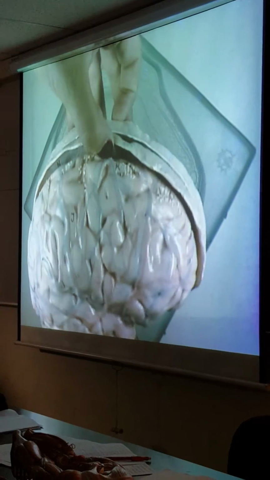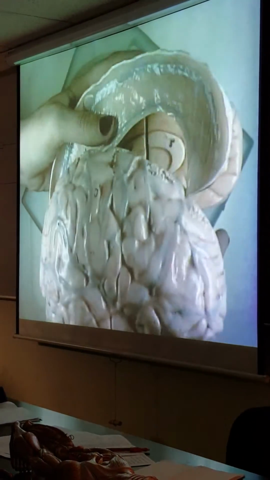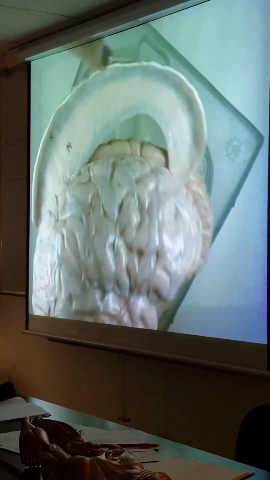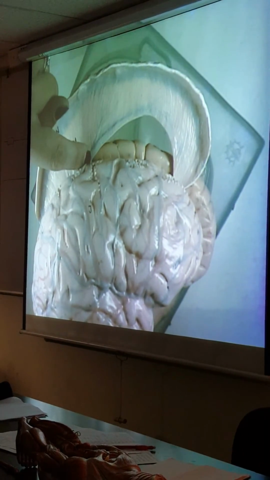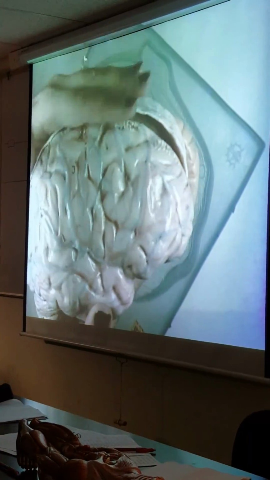So what this shows here is the dura mater folding into the longitudinal fissure. You guys see that? And if I pull it out, I can see in it my superior sagittal sinus and my inferior sagittal sinus. So that's what it looks like when the meninges are in place.